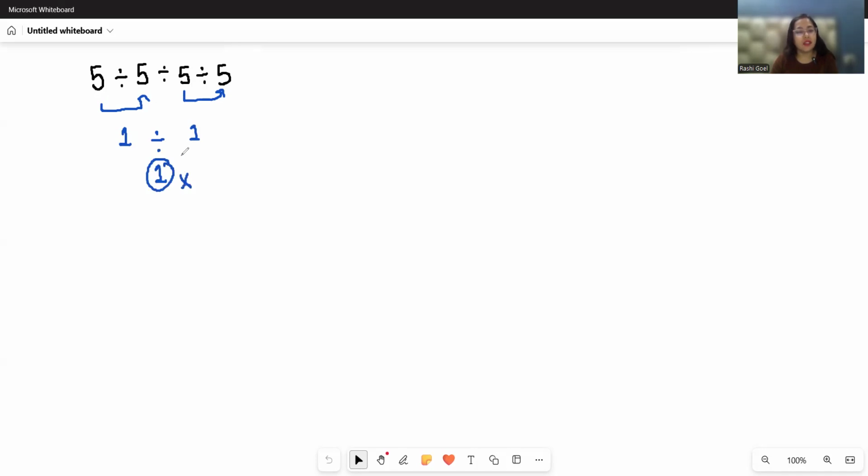They solve it like this and reach the wrong answer because when you have the same operation repeating, you have to always solve it from left to right. How? So let's solve it step by step.